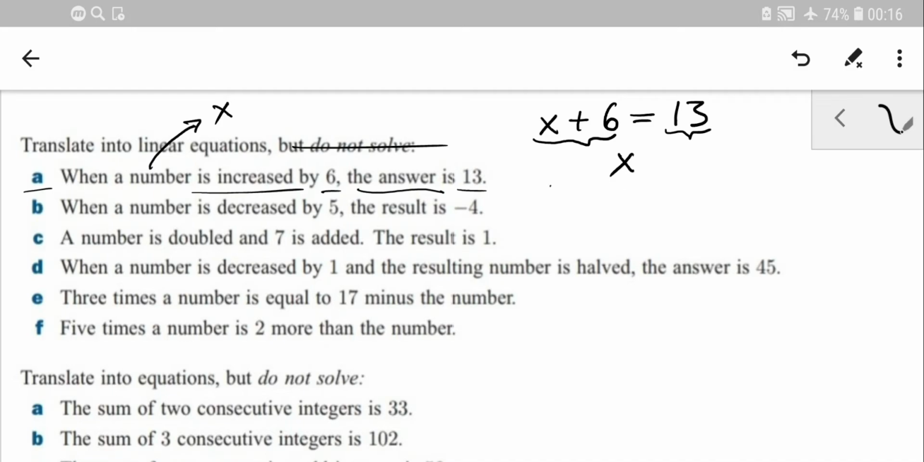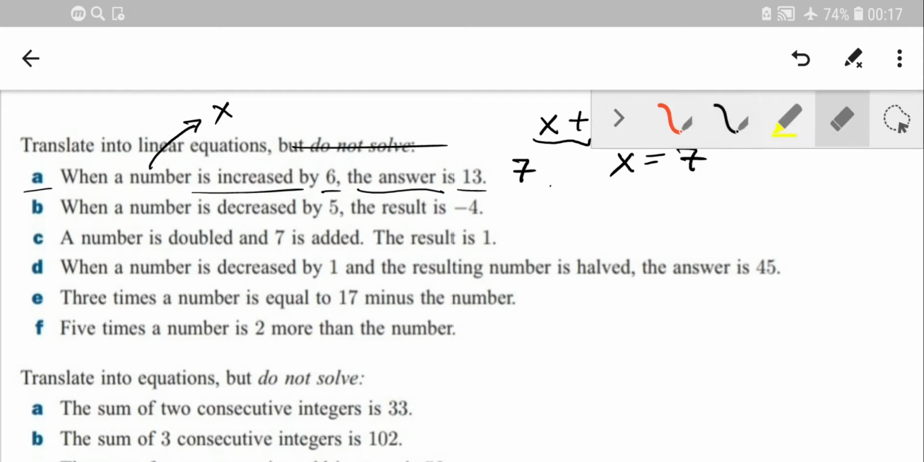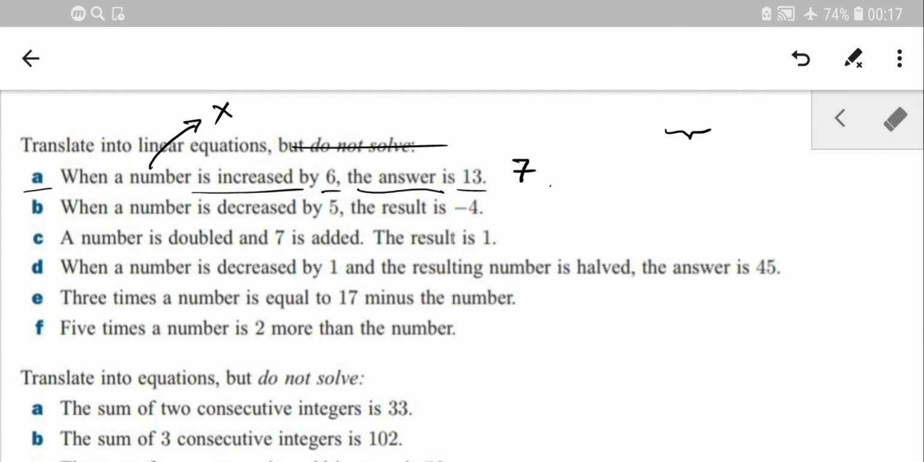Pretty sure we can solve it by doing basic operations, as we do with linear equations. We just transfer 6 and subtract. So we'll get 7. So your number is 7. So the answer is 7. All right? So next one. When a number is decreased by 5, the result is -4. So your number is x.